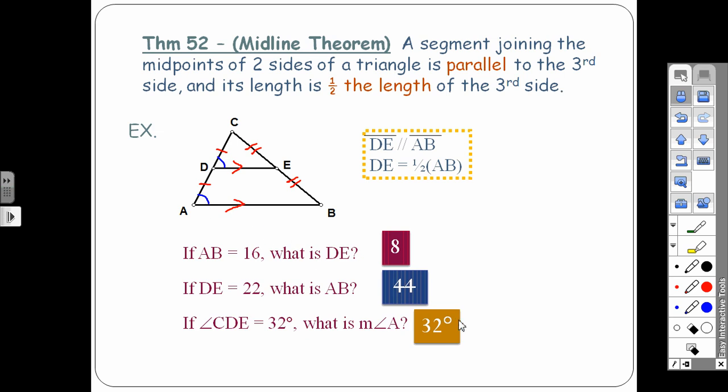So there's a lot of information, a lot of things that you can do if you know DE, or this segment right here, is the midline. Even if you just know D is a midpoint and E is a midpoint, you can connect them, make the midline, talk about parallel lines, angles being congruent, congruent segments here and there, and you know this is half of that. So a lot to do with the midline theorem.